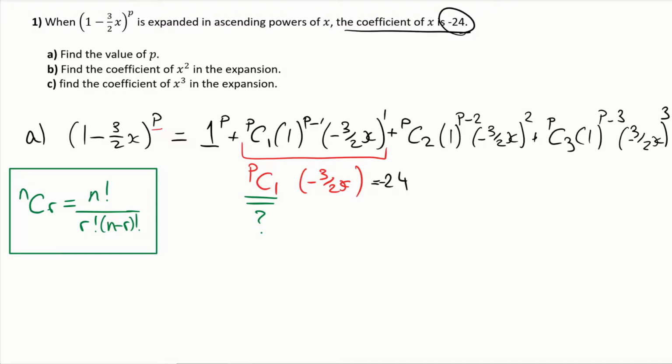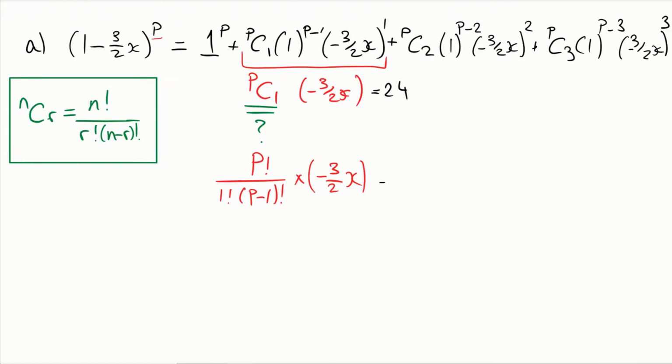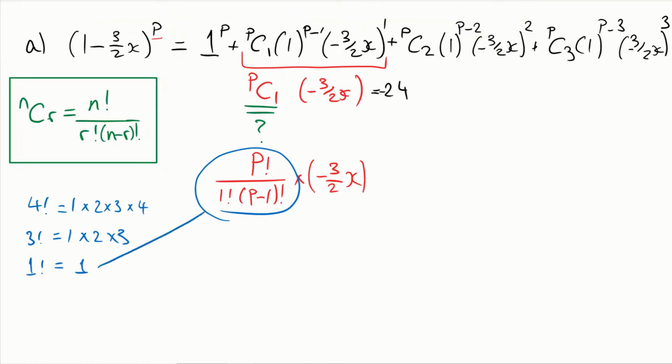So now pC1 can be rewritten as p factorial over 1 factorial times (p minus 1) factorial, and that would be multiplied by minus 3 over 2x. And because 1 factorial is equal to 1, we can simplify this fraction into p factorial over (p minus 1) factorial. So now comes the question, okay, how can we simplify this fraction?